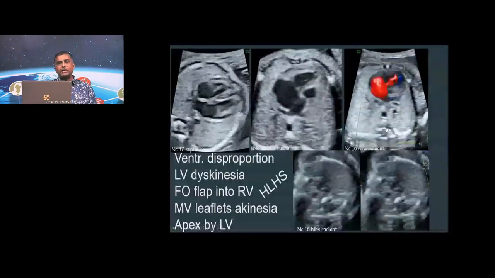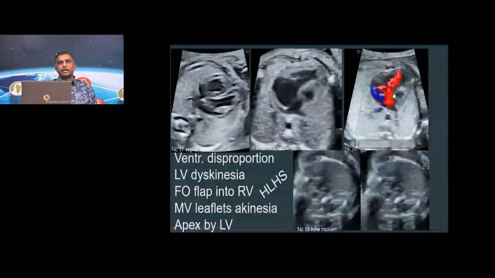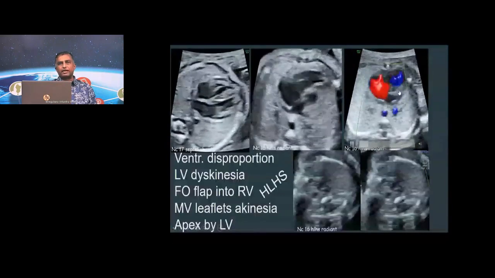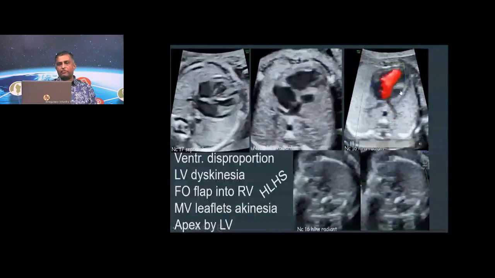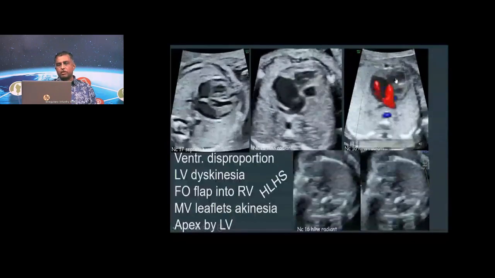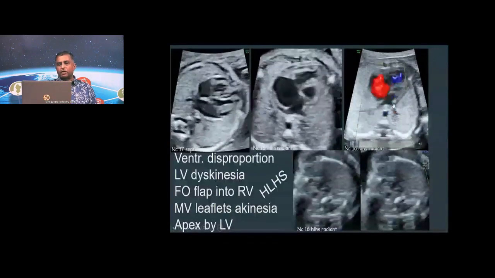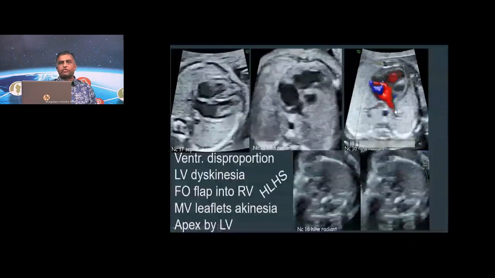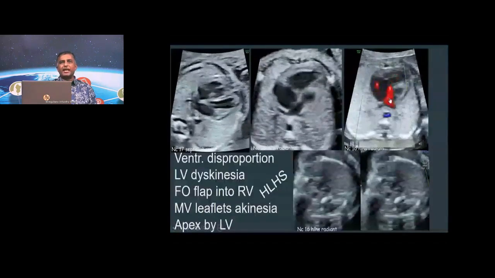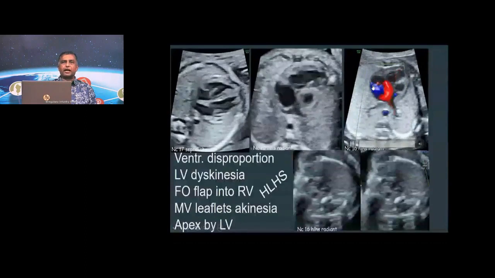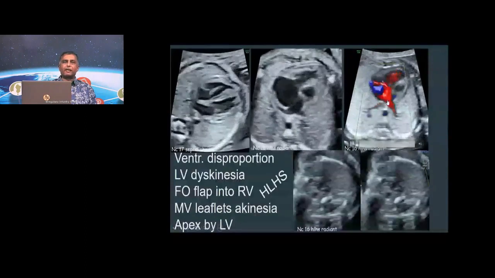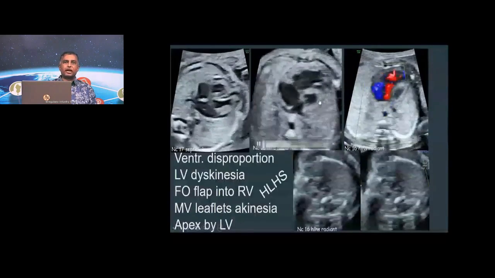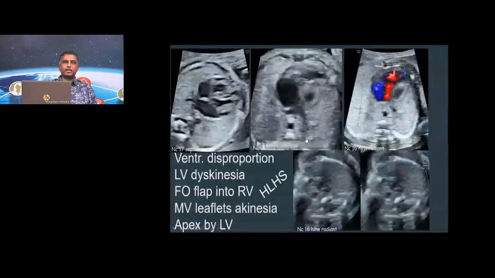And when you look at the color, you find that there is no flow across the mitral valve at all. Flow across the tricuspid is good, normal, and you have a retro shift of blood from the LA into the RA. Normally it's from the RA to LA. Here you can see a red happening there. So it is retrograde shift that you can see which is happening there.